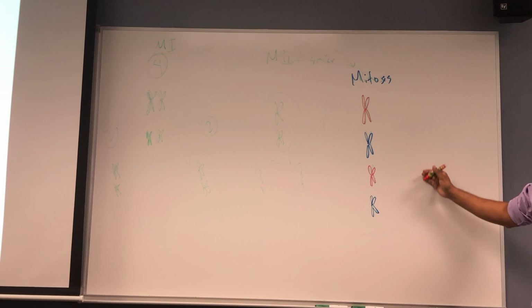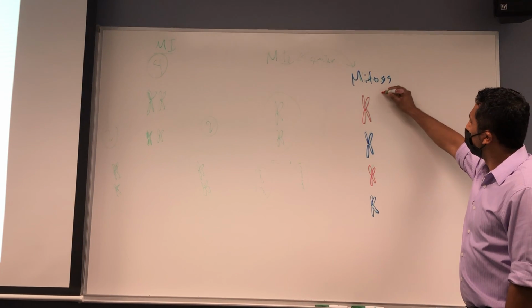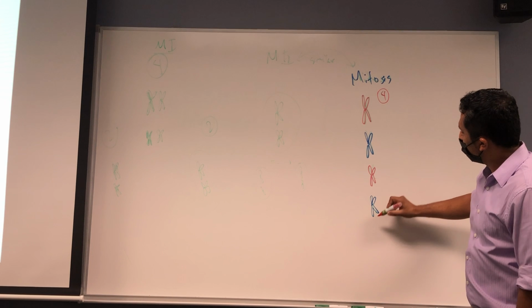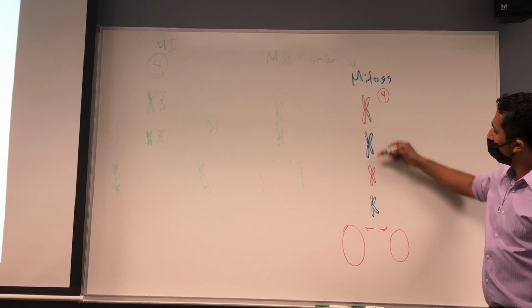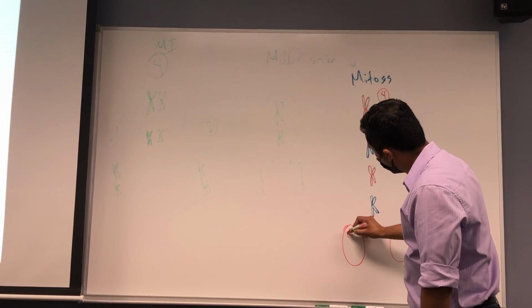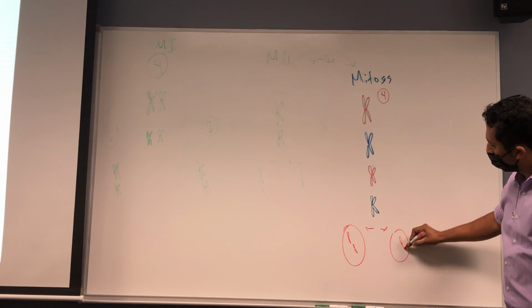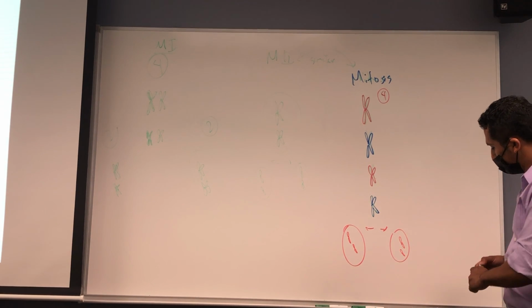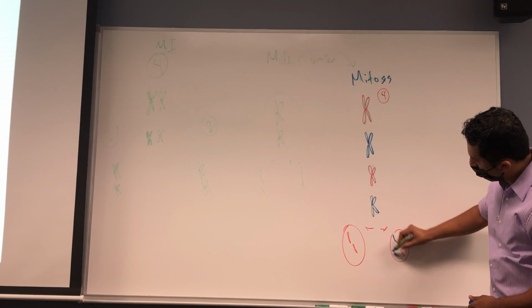Single file, right? You have how many chromosomes here? 4 chromosomes. And then once it separates, the daughter cells, how many chromosomes will it have? 2 and 2, 4. So that will be here 2 red. And here on this side, 2 red and 2 blue.